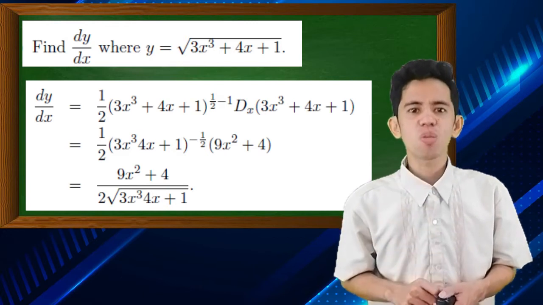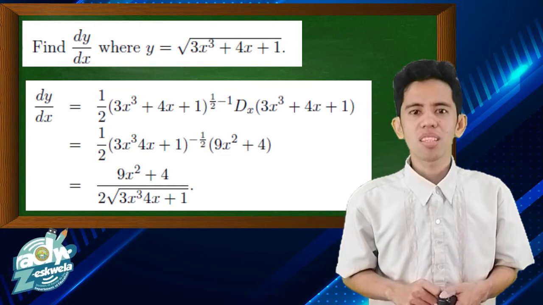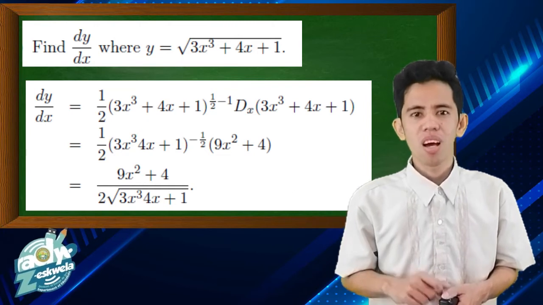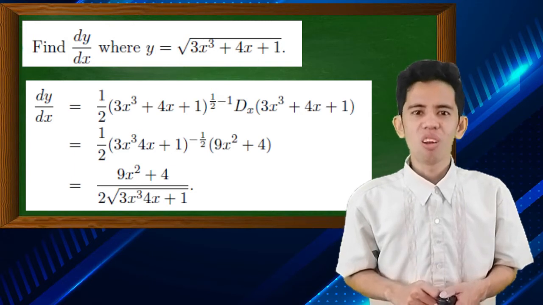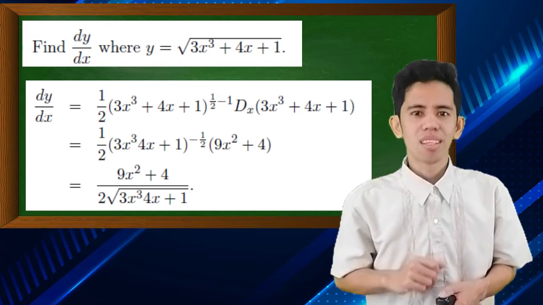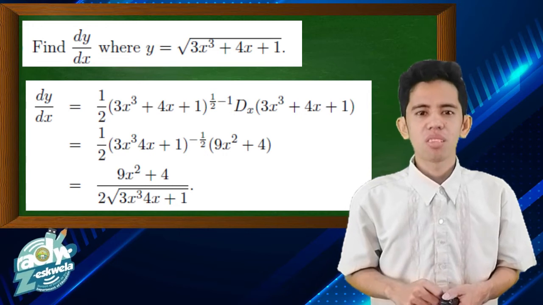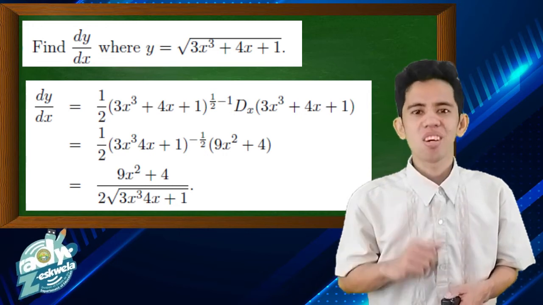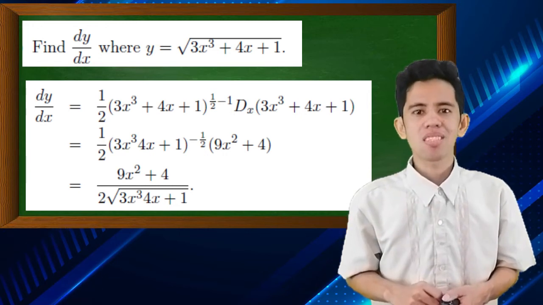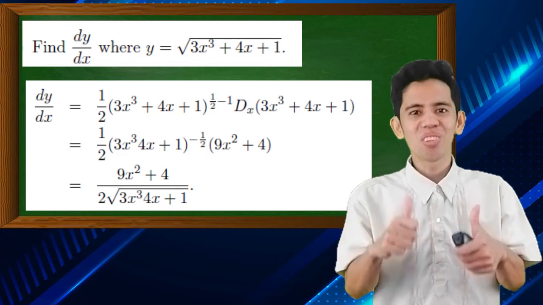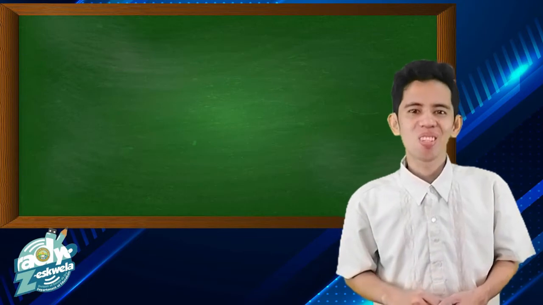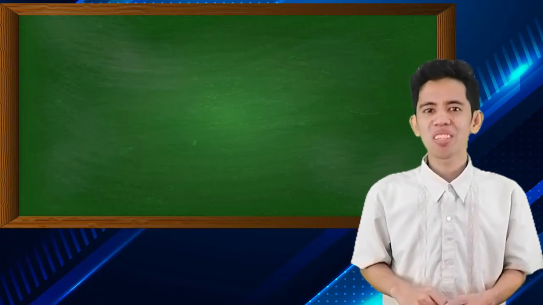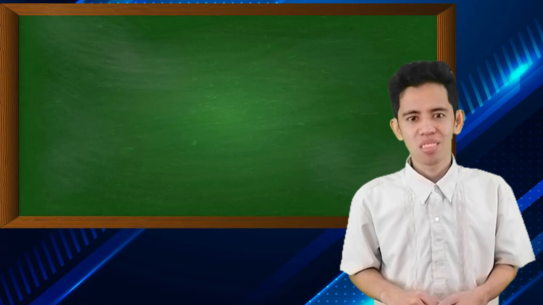Using inverse property of equality, we come up with 9x squared plus 4 all over 2 times square root of 3x cubed plus 4x plus 1. Very good! Amazing! For our next example, solve this using generalized power rule.